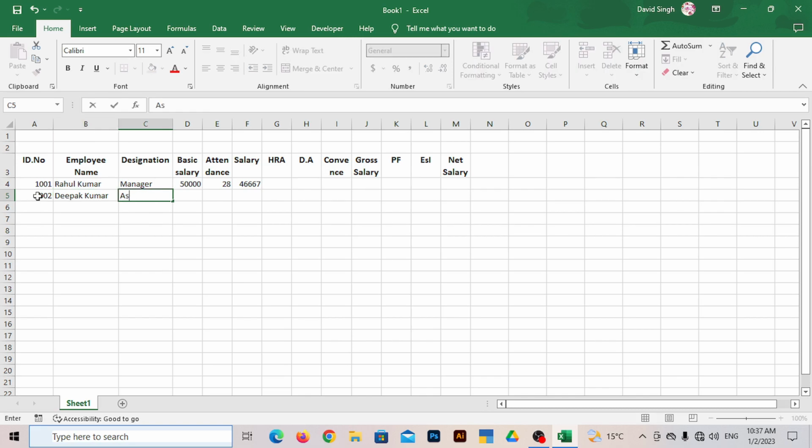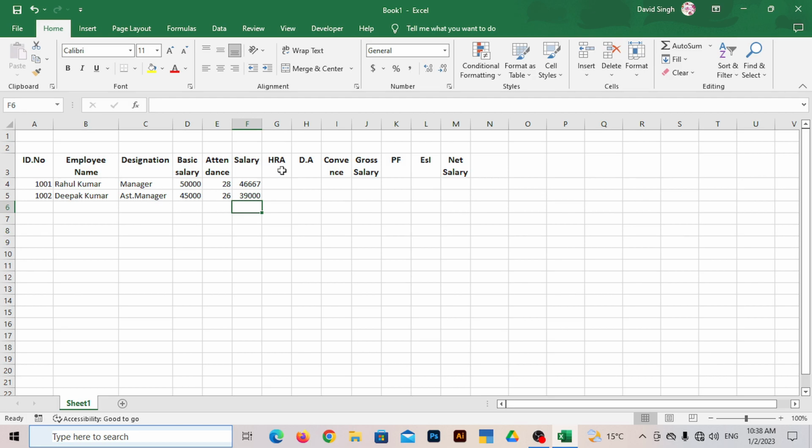One more thing. Assistant manager, her salary is 45,000. He came for 26 days. Now, I will make it clear one more time. First, basic salary divided by 30 days multiplied by working days, which means attendance. Here Deepak is also working for 26 days, so he gets 26 days salary.